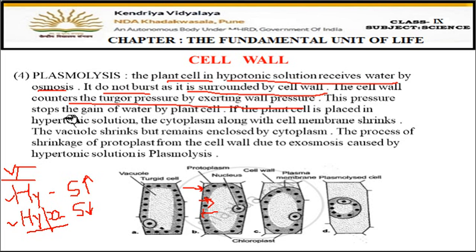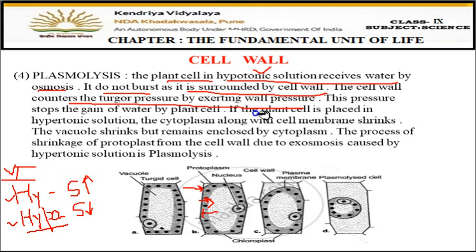This pressure stops the gain of water by the plant cell. When the cell wall exerts pressure on the liquid and the liquid exerts pressure on the cell wall, and both pressures become equal, water will stop coming inside the cell. Up to a limit water can enter the cell, but when the cell wall starts exerting pressure on the water, water will stop entering. This is the condition when the cell is kept in hypotonic solution.